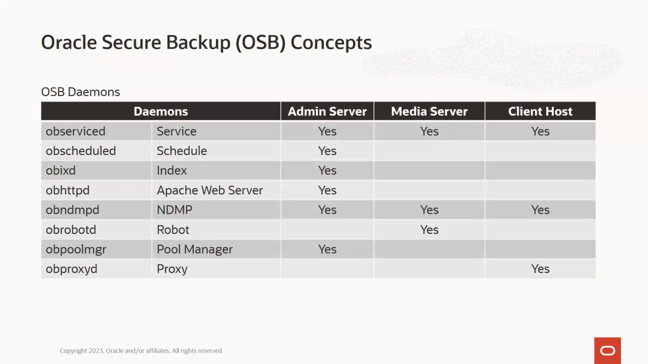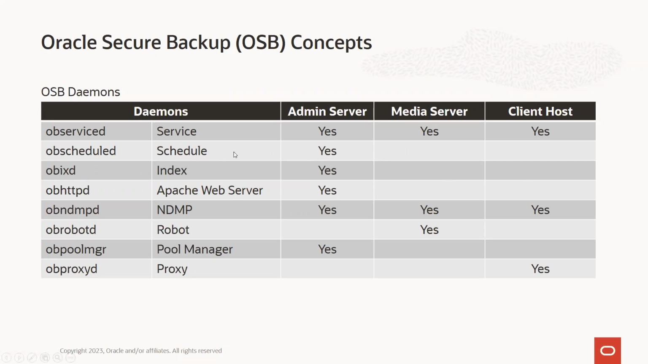The following are the different OSB daemons, or OSB-related background processes. The first is observiced, which is the daemon that provides a wide variety of services such as running jobs, cleanups, log files, and transcripts, and provides access to OSB config data to other hosts in the OSB domain. The observiced daemon runs continually on the admin server, media server, and the client host.